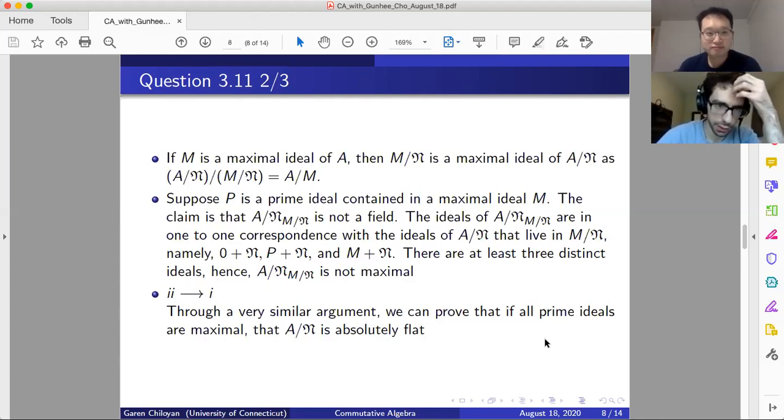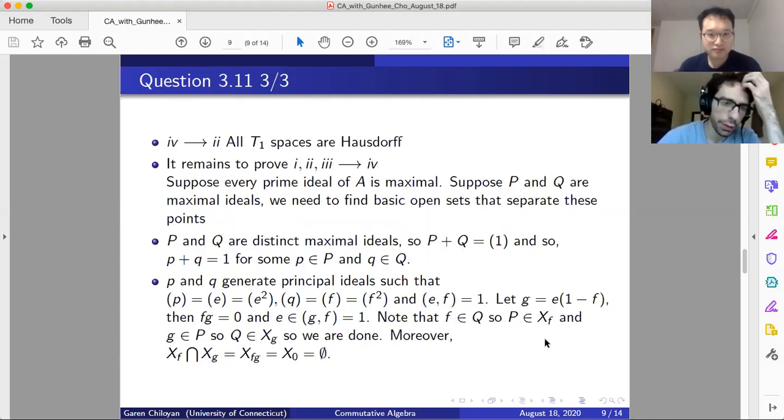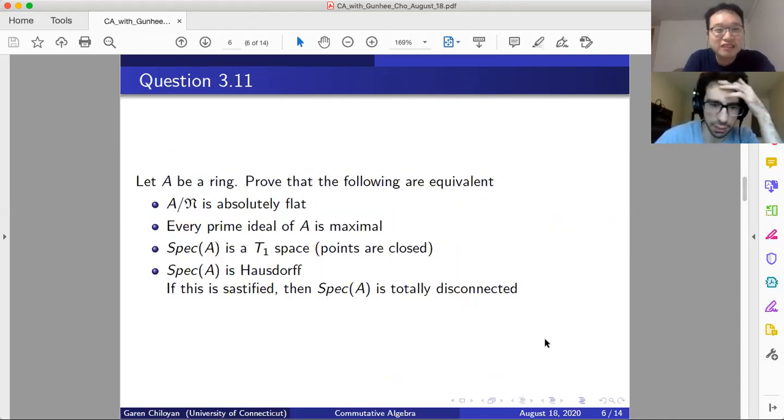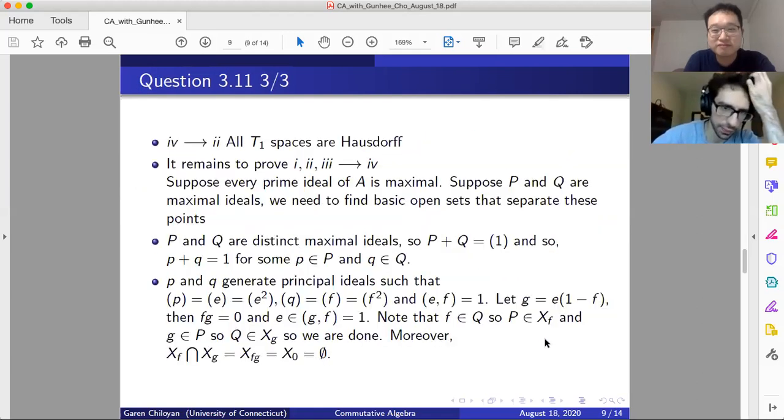Okay, next. How do we prove 4 to 2? So it was something like if something is, made a mistake. I think it's 4 to 3. Sorry, if something is Hausdorff, then it is a T1 space, not the other way around. Yeah, Hausdorff means T1, not the other way around.